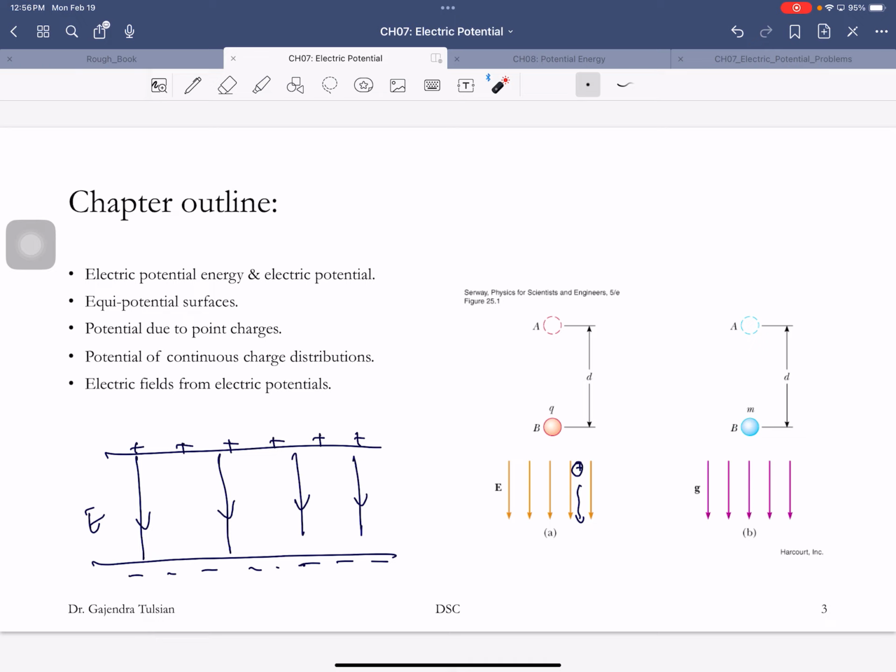What is happening? The potential energy is decreasing and kinetic energy is increasing as it's falling. So for this positive charge, potential energy is decreasing and kinetic energy is increasing.